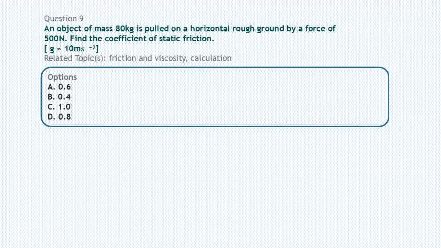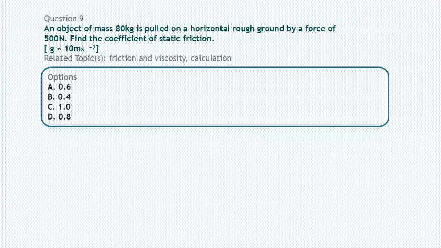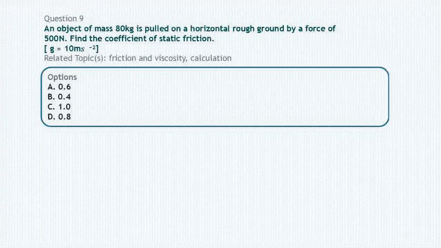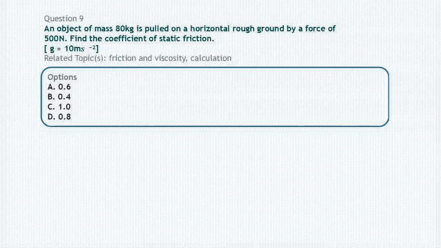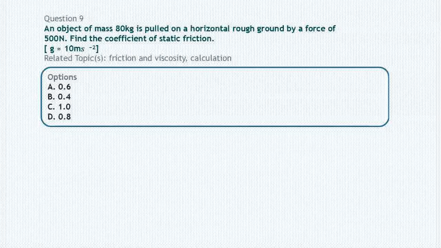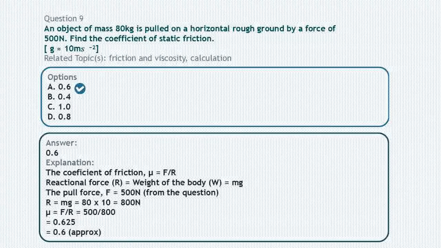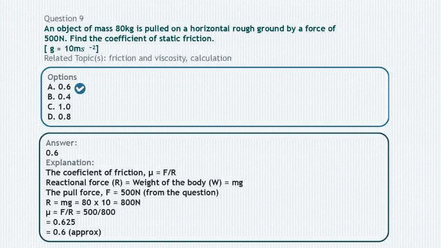Next, on friction and viscosity: an object of mass 80 kg is pulled on a horizontal rough ground by a force of 500 Newton. Find the coefficient of static friction. Alright, so we know that the coefficient of static friction, represented by mu, is equal to the applied force or the frictional force, divided by the reactional force.